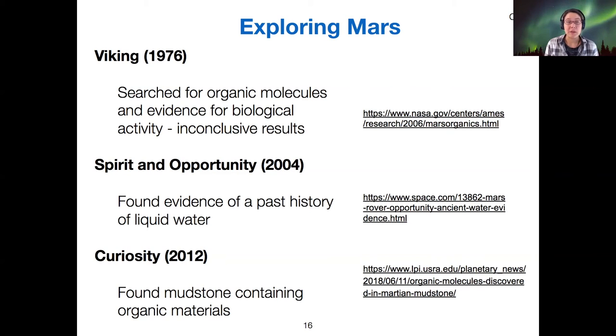So here's a few NASA missions that you should know about. The first was Viking, so in 1976. Viking was a rover on the surface that searched for organic molecules and also looked for evidence of biological activity. And the results of Viking were inconclusive. There's some evidence to support that Viking did find, or could have found, organic molecules, but the way that it heated the soil samples that it took would have accidentally burned all of the material that it found because of some of the other ingredients that are present in Mars soil.